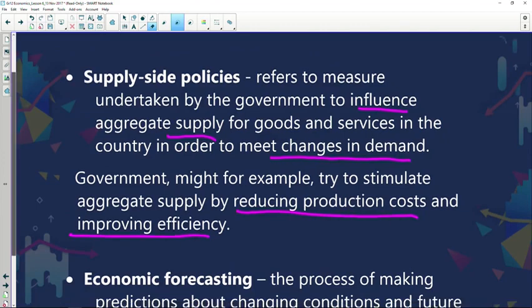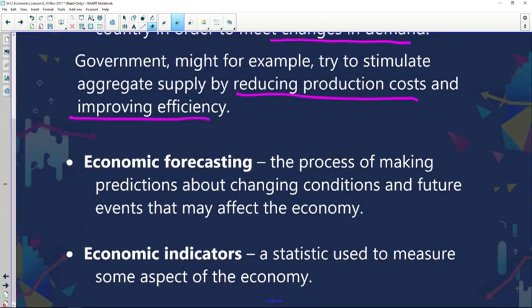And then economic forecasting, the process of making predictions about changing conditions and future events that may affect the economy. Okay, so it's a very important aspect of the world of economics because we have to try and predict what's going to happen next. What are the trends? How is this decision going to influence supply and demand and the government itself?